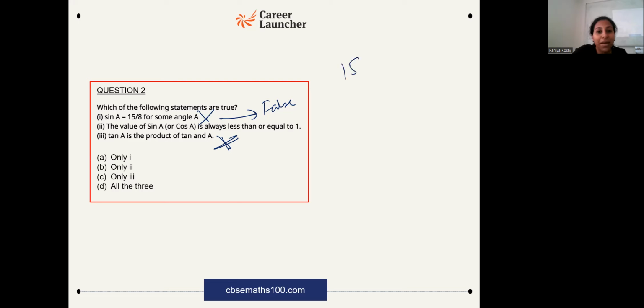Because opposite side must be less than hypotenuse. Here you are getting 15 by 8. That means the opposite side is becoming greater than the hypotenuse. How is that possible? Not possible.